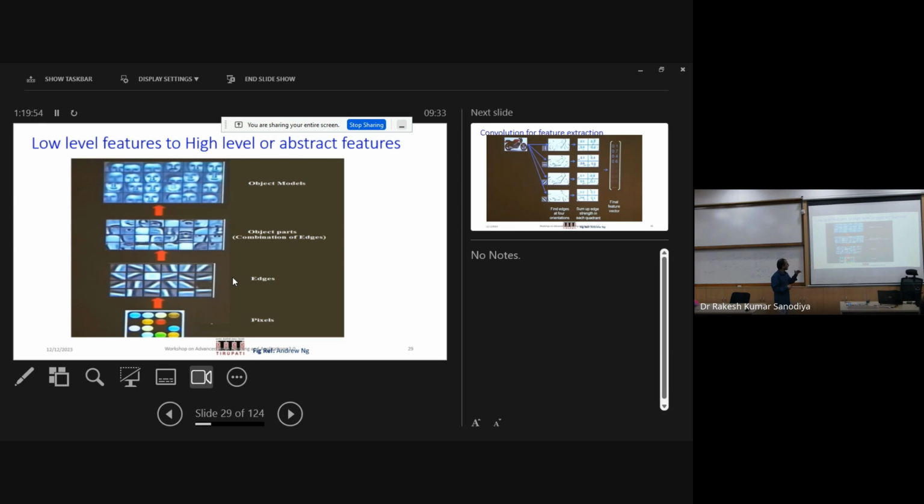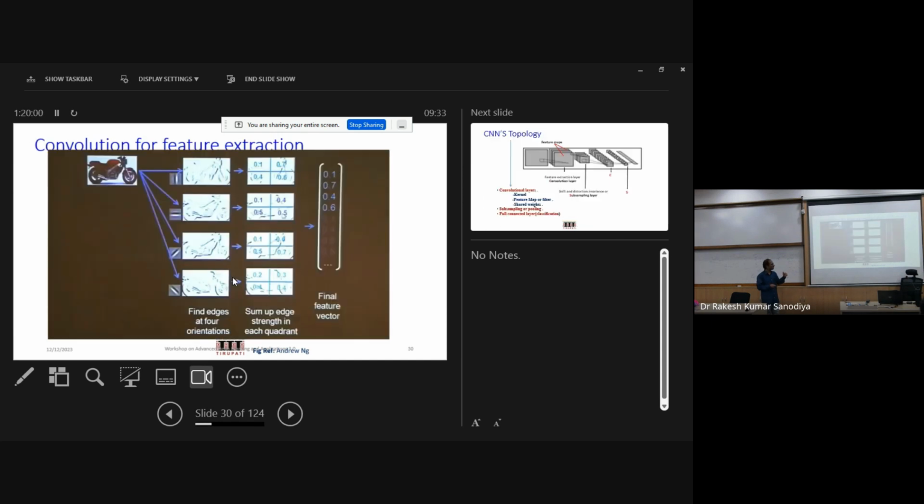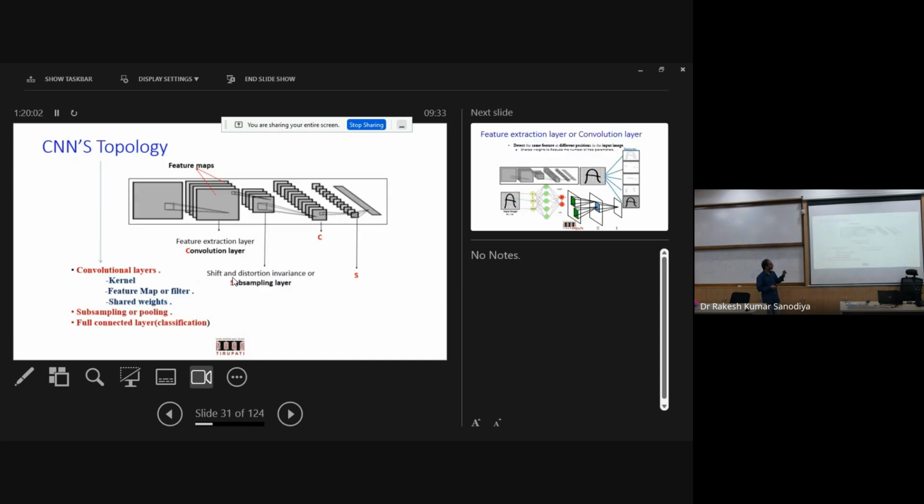First learn gradients, edges, low level features, then learn slightly higher level features by combining them, and so on. This is essentially done in convolutional neural networks. I hope you are familiar with this architecture, the convolutional neural network, the first convolutional neural network.